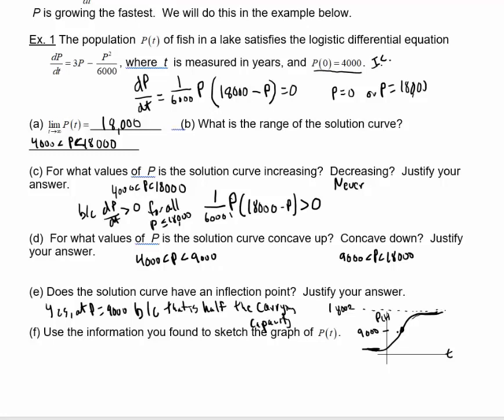And then use the information to sketch it. Well, I've already done that. And again, looking at the graph, it's actually easier to answer all these questions than it is to look at the equation, but you can look at the equation as well. But the graph tells you everything you need to know.